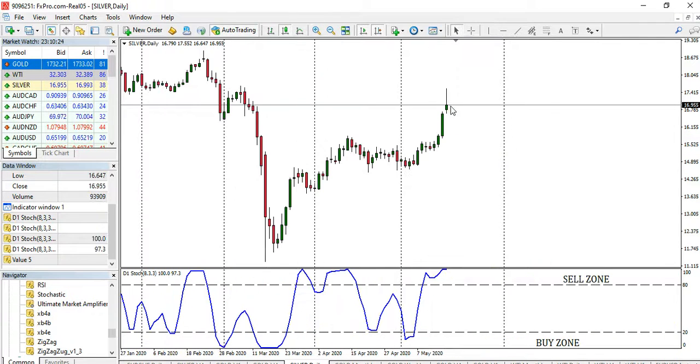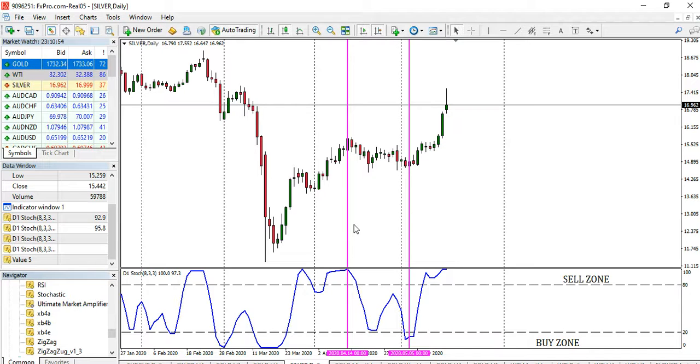So we use the stochastic again. When the stochastic on the daily time frame is in the buy zone, then we're at a low price. When the stochastic on the daily time frame is in the sell zone, then we're at a high price. So we first look at the weekly. The weekly tells us whether we should buy or sell. Then we look at the daily, and the daily will tell us whether we are at a low price or whether we're at a high price.